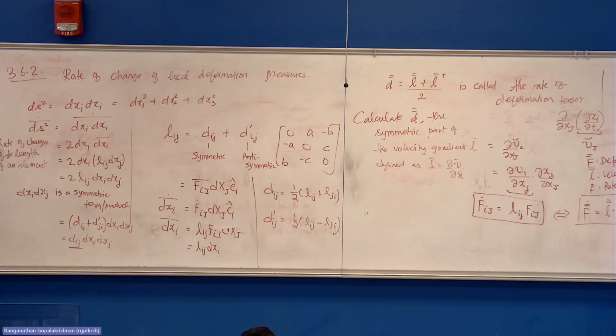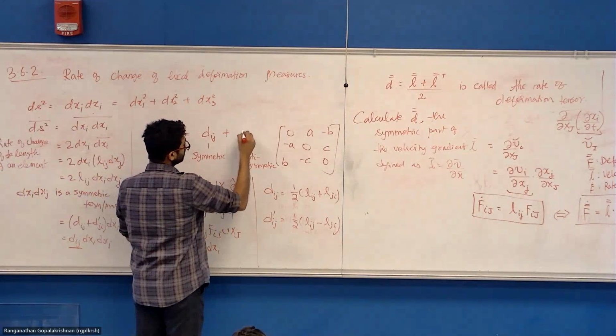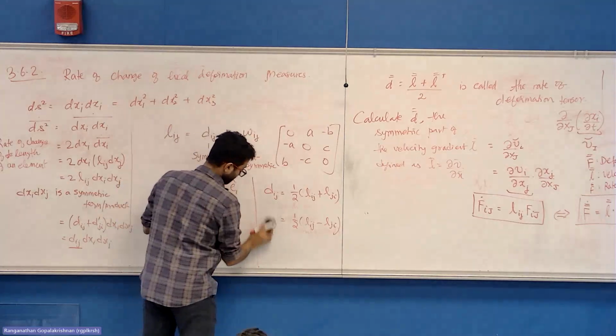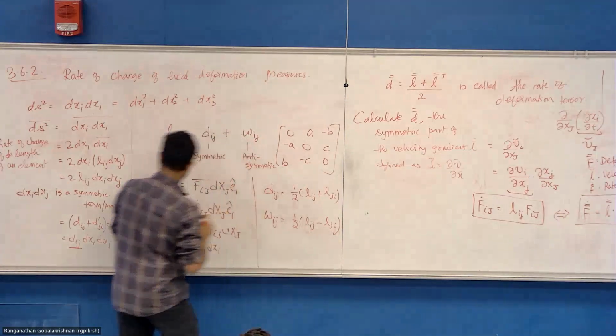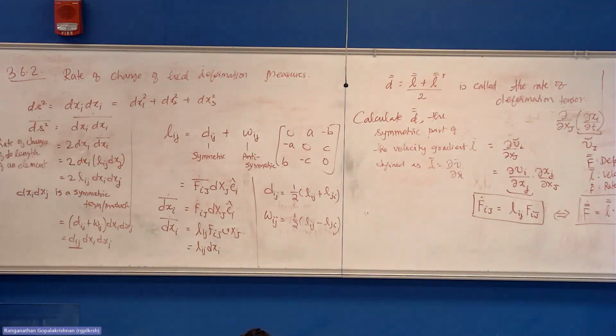So the rate of change of length of an element is related to the symmetric part and also the antisymmetric part, for which the book gives this symbol W, Wij. If Wij doesn't contribute anything to the length change of the element, is Wij totally irrelevant? No. If a deformation doesn't contribute to change in length, what else can it contribute to?